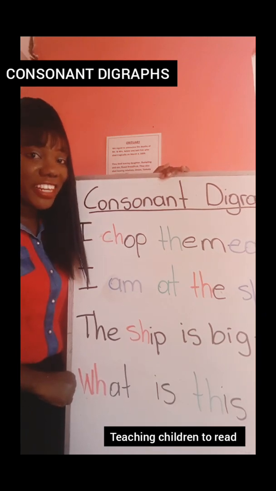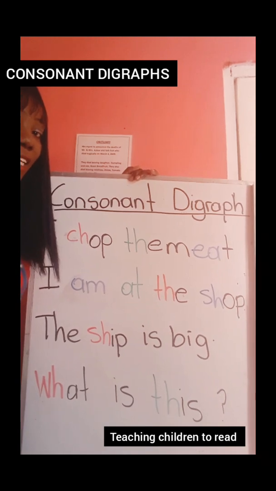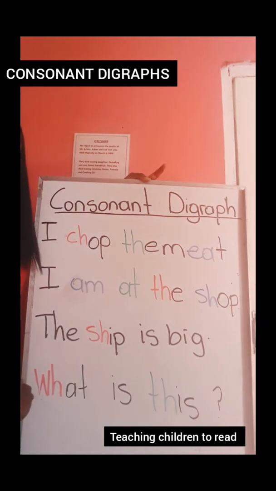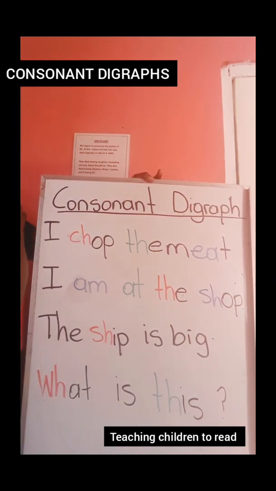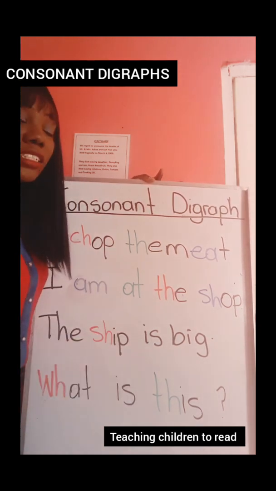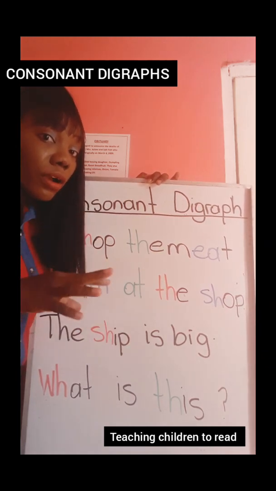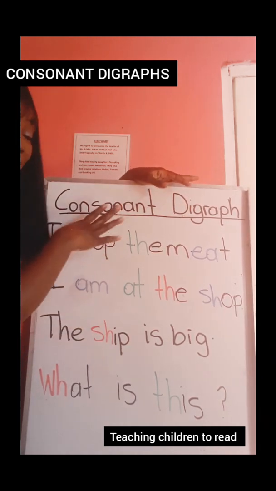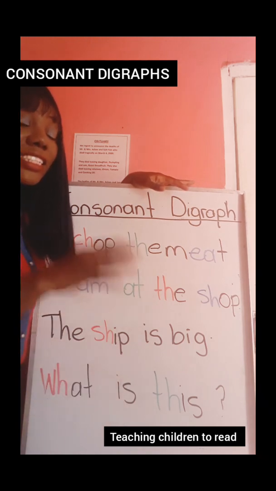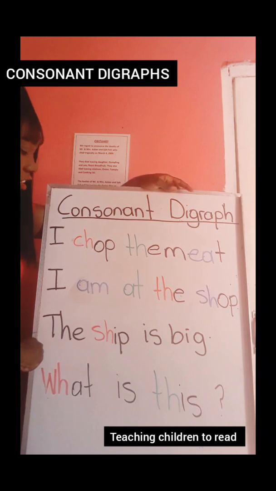Now it's reading time. So we're going to read these sentences with some of the digraphs that we have just learned. After we have learned the words, that is why it is very important that your children learn a lot of words, so whenever they see them in a sentence, it's easier for them to read, and thus you're building their fluency. So let's read.